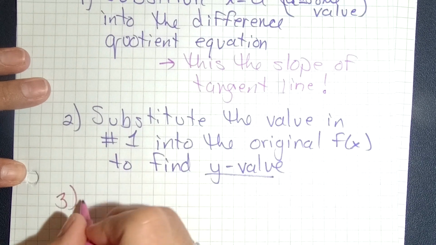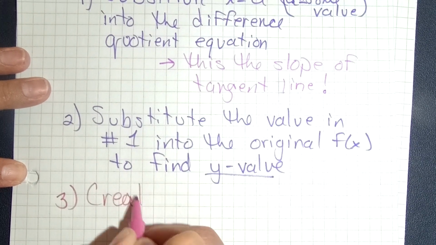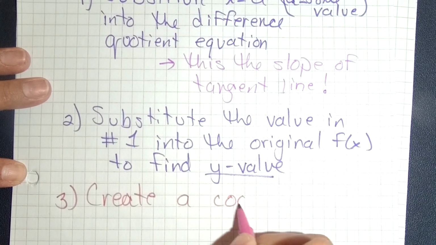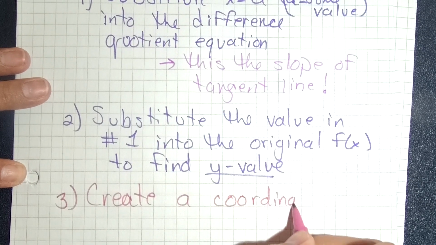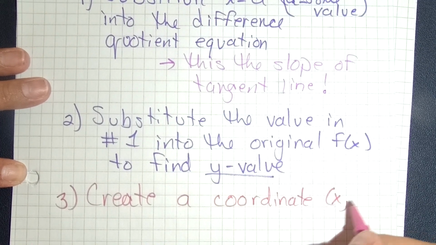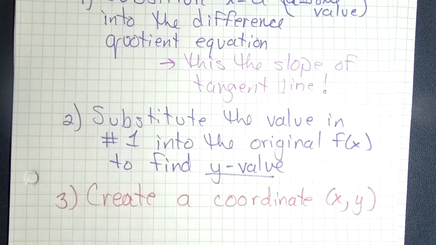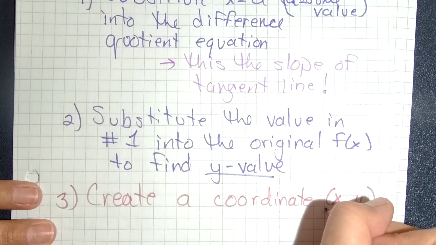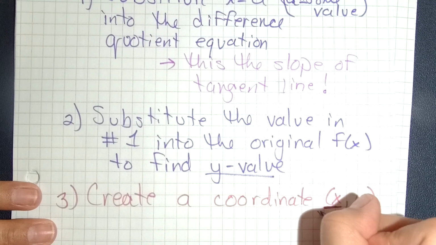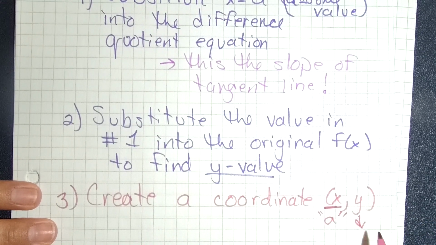And then the last thing is to create a coordinate. Remember, a coordinate is comprised of an x and a y. Okay? The x is going to be given to you. X is going to be a, and the y is the one that we found.